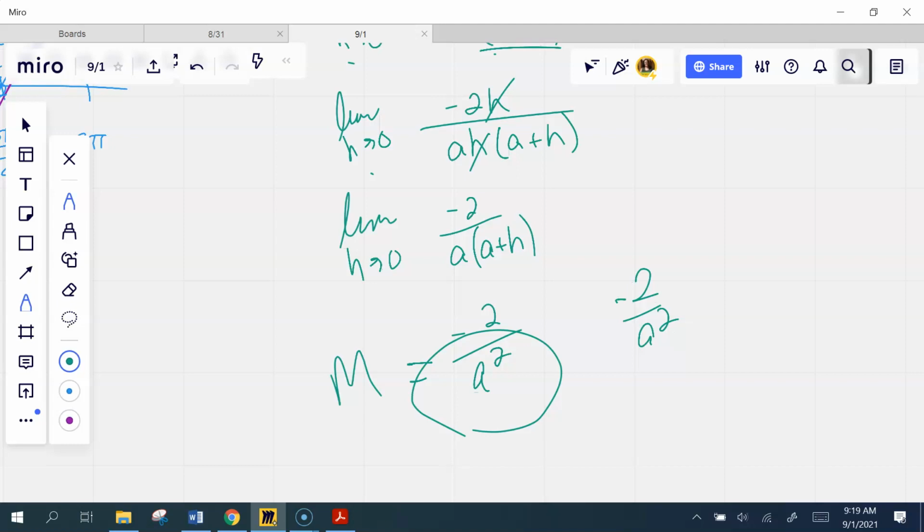And then it says, what happens to the tangent as A changes? As A gets bigger, that slope gets closer and closer to 0. So the graph is flattening out there. No, definitely not. This would be a definitely.